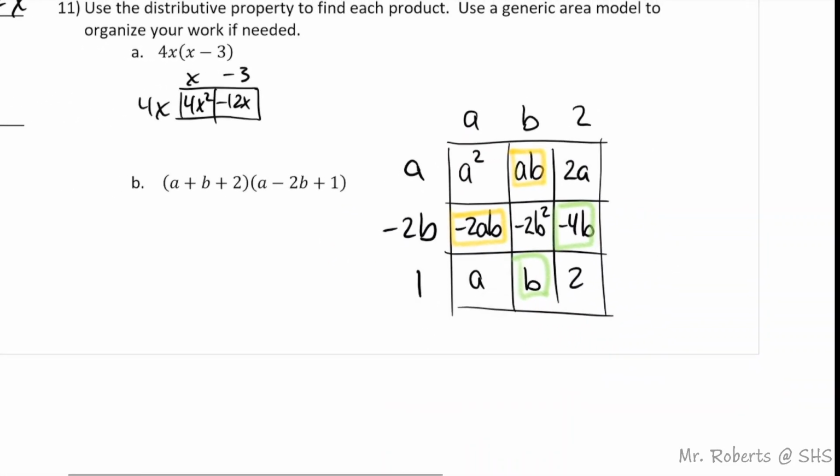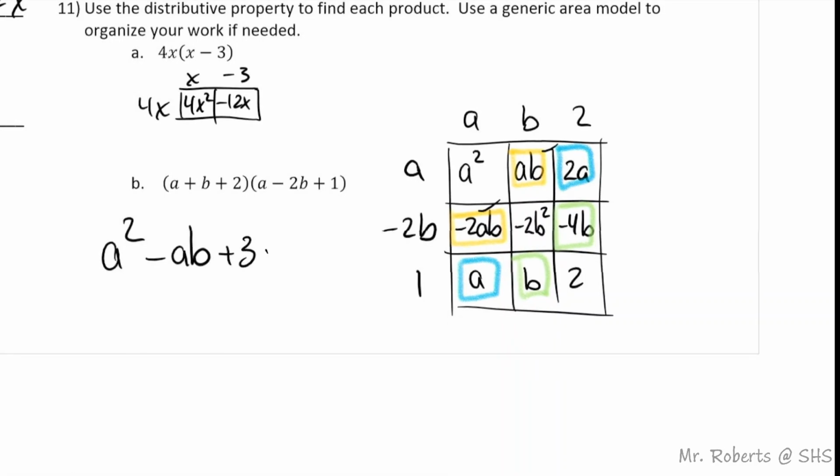So for my answer, I'm going to write there's an a squared. And then I'm going to write minus ab. Where did that come from? It's negative 2ab plus an ab. So that's just going to be a minus ab. And then there's something else I can combine. I can combine the a and the 2a, right? a and 2a is going to be plus 3a. So plus 3a, almost missed those. Those are like terms. And then I've got a minus 2b squared.